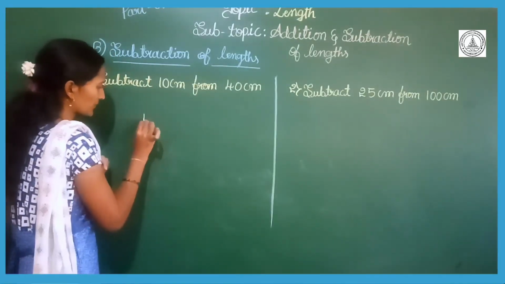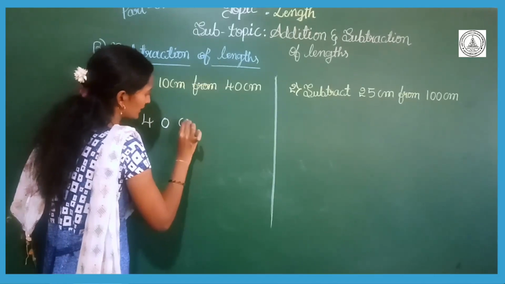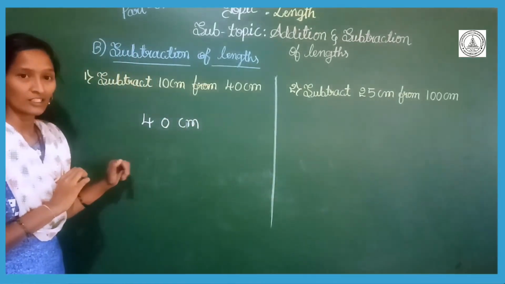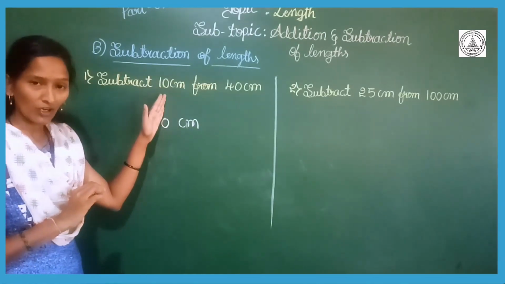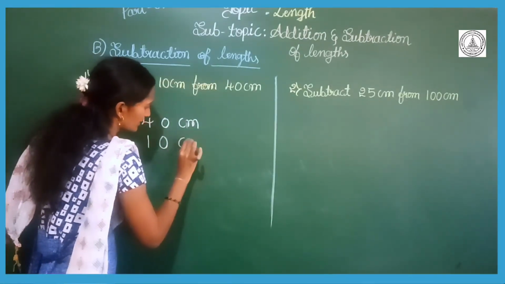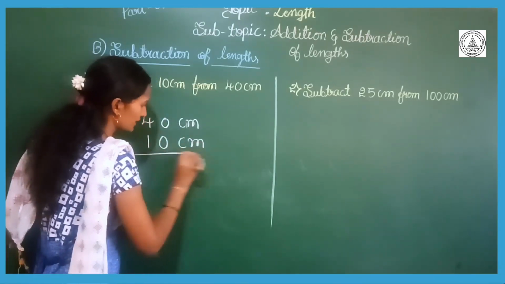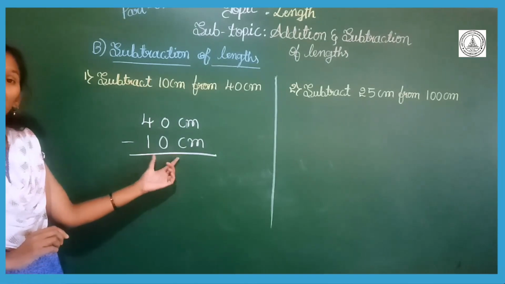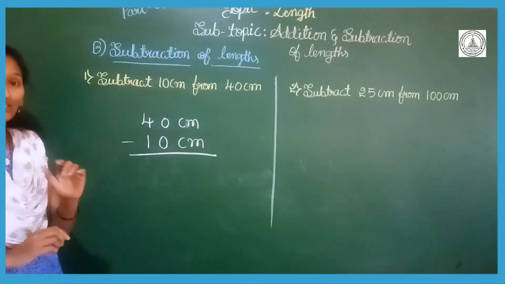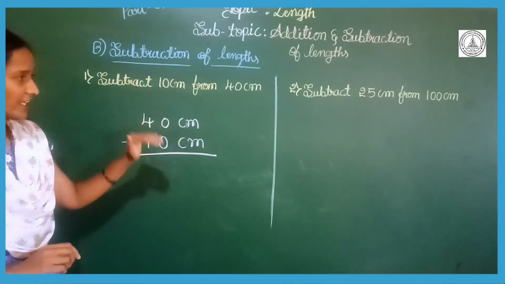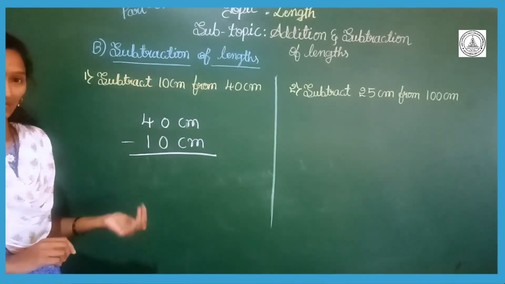See, I am writing here 40 centimeter. So next write down this 10 centimeter. See, 10 centimeter. Right? So here you are going to subtract this 10 centimeter from 40. So you have to write down 40 centimeter at first. Next write down the 10 centimeter.